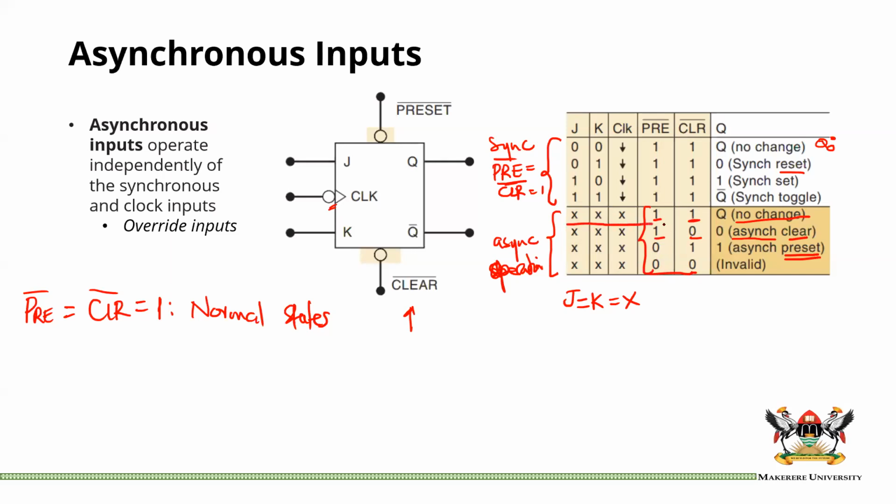Obviously, there is this state, because in this state we have a 1 and a 1. This is the only state I have a problem with. If we have a 1 and a 1, we are neither presetting nor clearing. So this whole thing is asynchronous. In other words, if you have a 1 and a 1, then you have the synchronous operation. Is that clear?